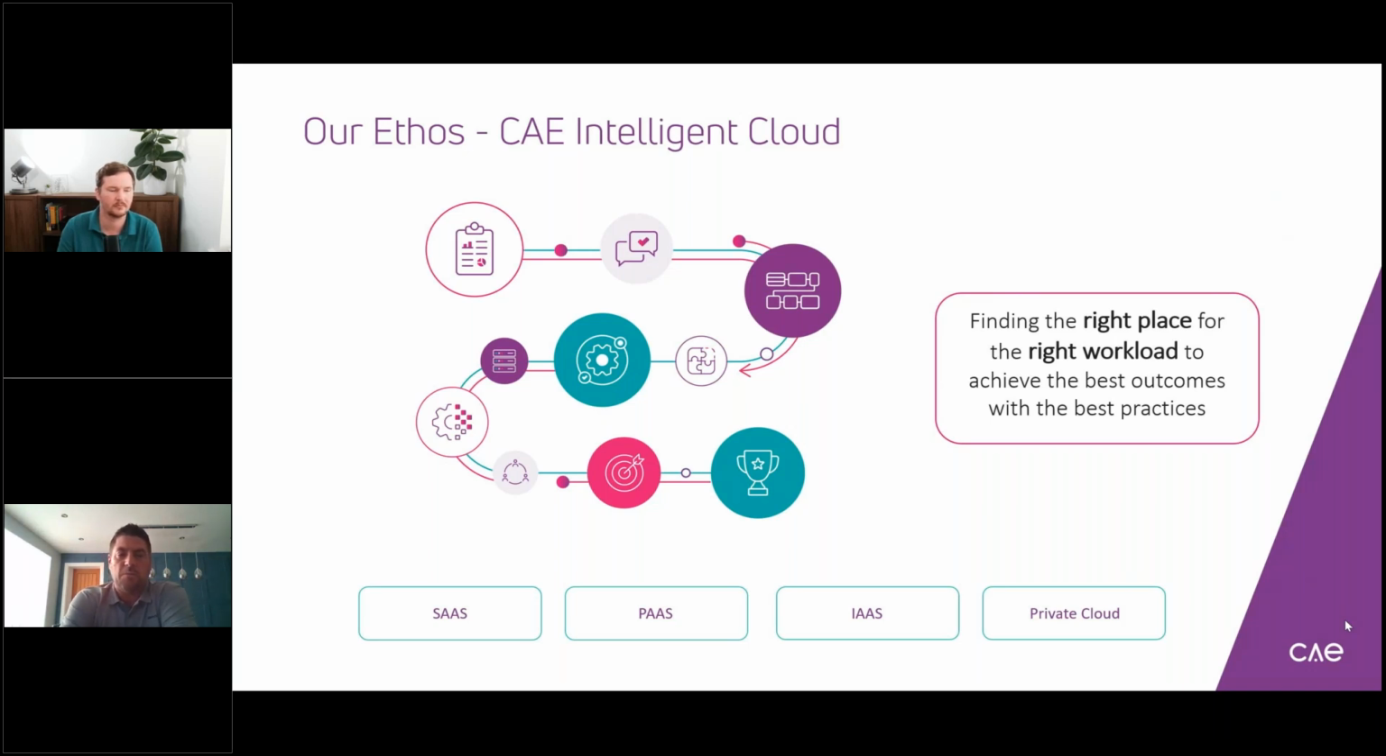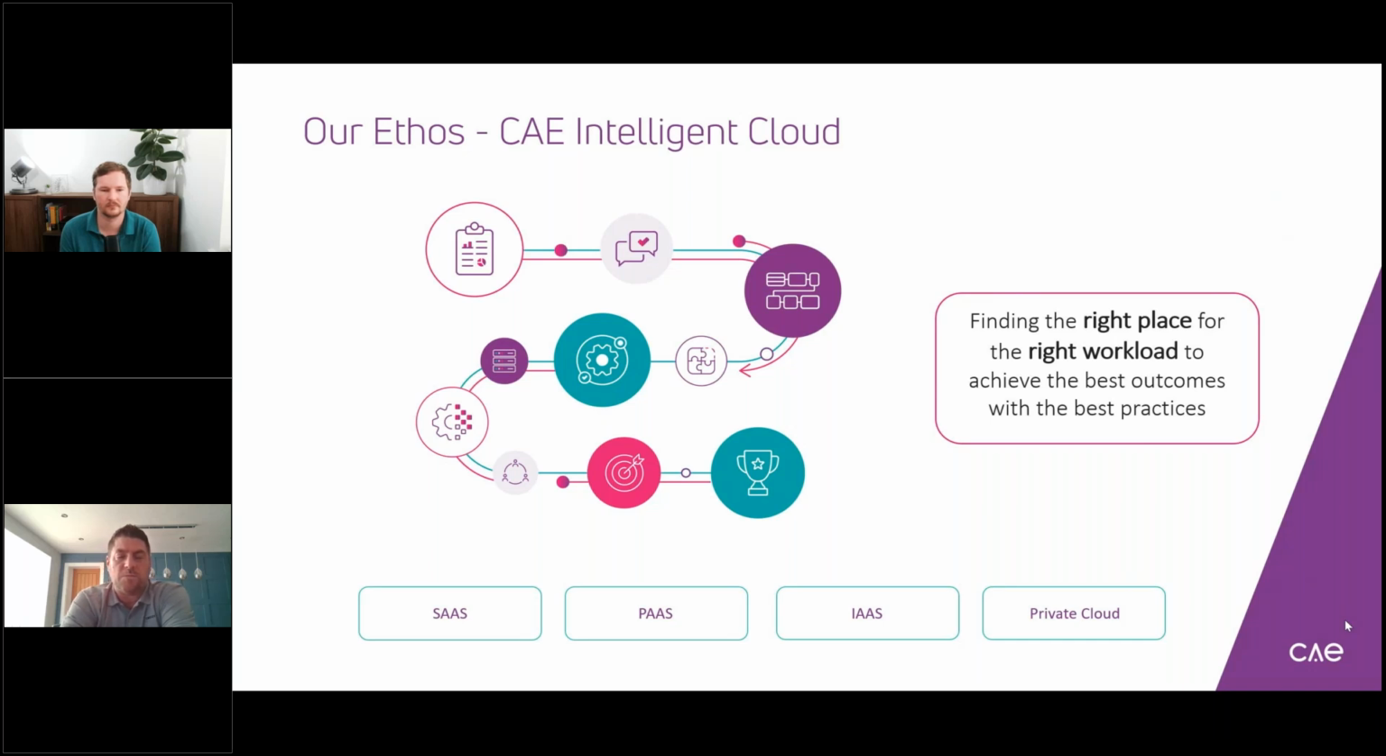Our ethos here at CAE when we talk about cloud is very much based around the mantra of right place for the right workload. If you take anything away from us today, it would be that message. We are not, as CAE, here about trying to just lift and shift your environment. We are not saying Azure's the answer, whatever the question. We are asking how we can make it work for you. What are your desired outcomes? And how can we figure out what the right blend of technology is to get you to that outcome?